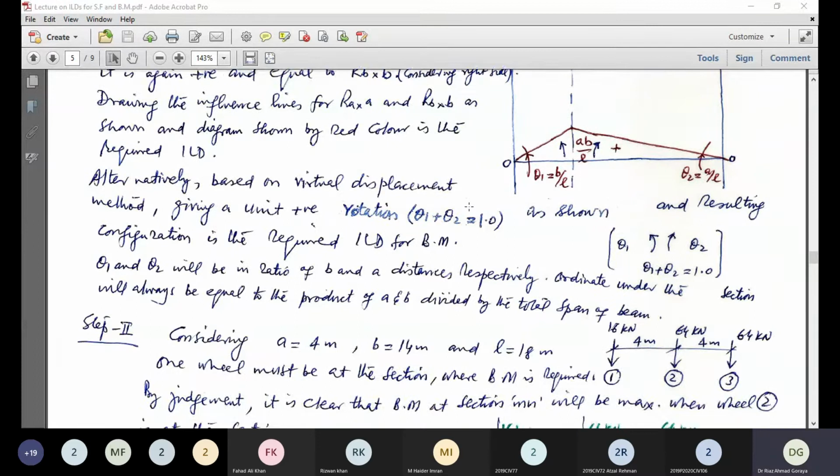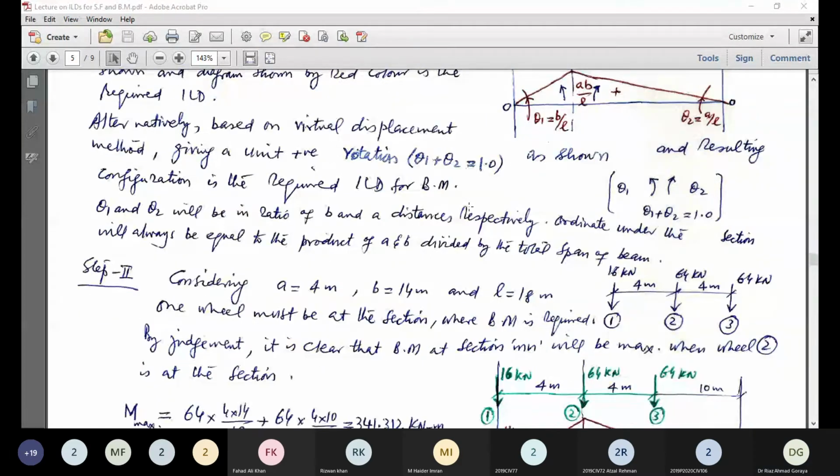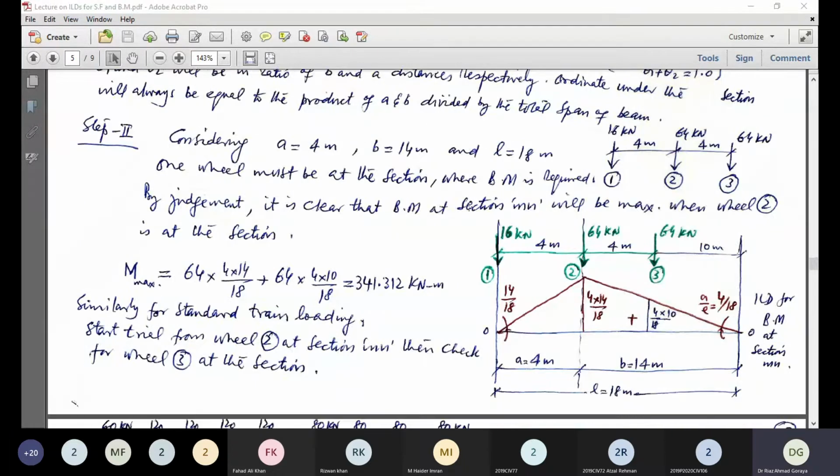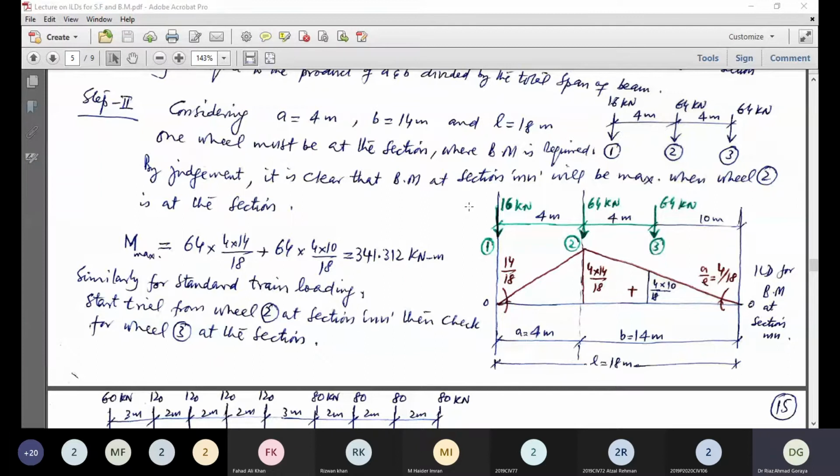So we move to the second step. We have to determine the maximum bending moment at the section for standard truck loading. Now, considering a as 4 meter, b as 14 meter, the same beam as we discussed yesterday, and the total span is 18 meter. Now again, this is the ordinate under the section, which is the biggest ordinate, so it should be multiplied with the heaviest load.